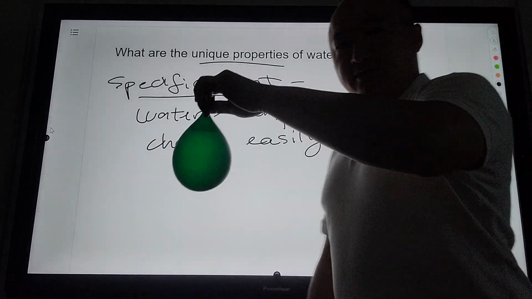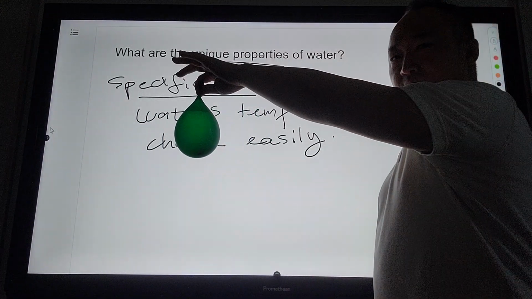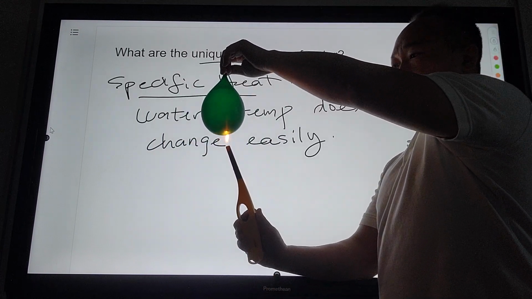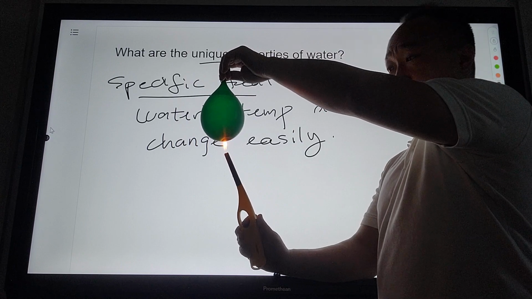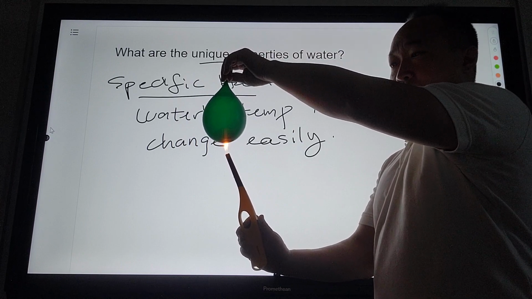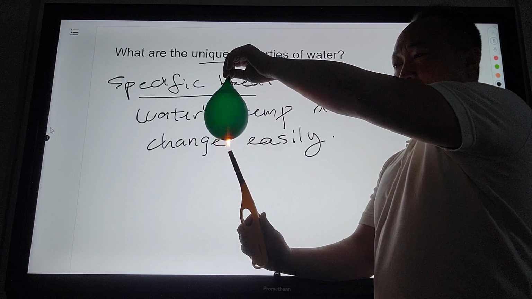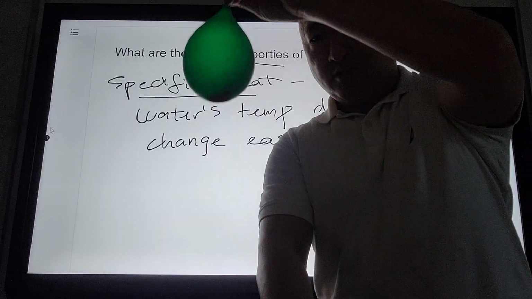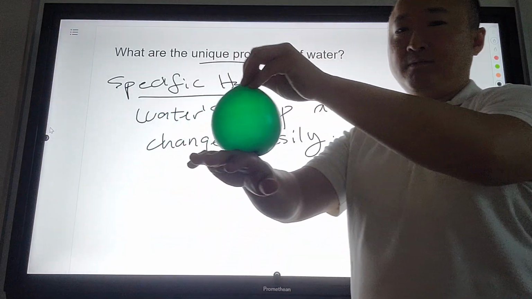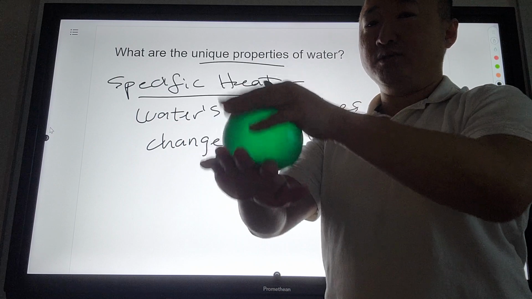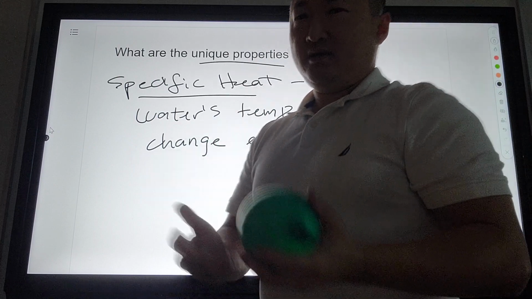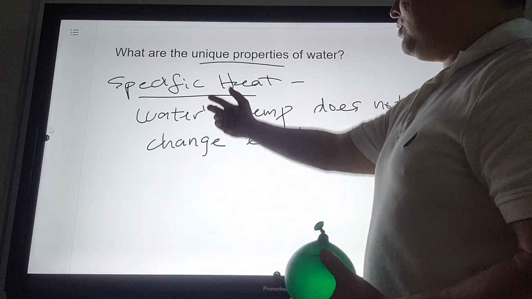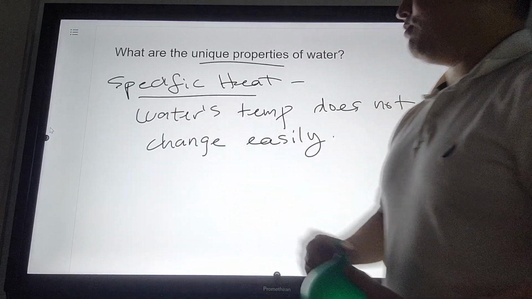So what I have here is a water balloon I just filled up, and I have a lighter. I'm going to show this to my students. I put a lighter underneath a water balloon, and I hold it here. I can hold it here all day. I'll probably run out of lighter fluid, but then I'll have a student feel the water balloon, and they'll say, "Wow, it's cold. It's just tap water. It's cold tap water." And so that's showing you the specific heat property of water.